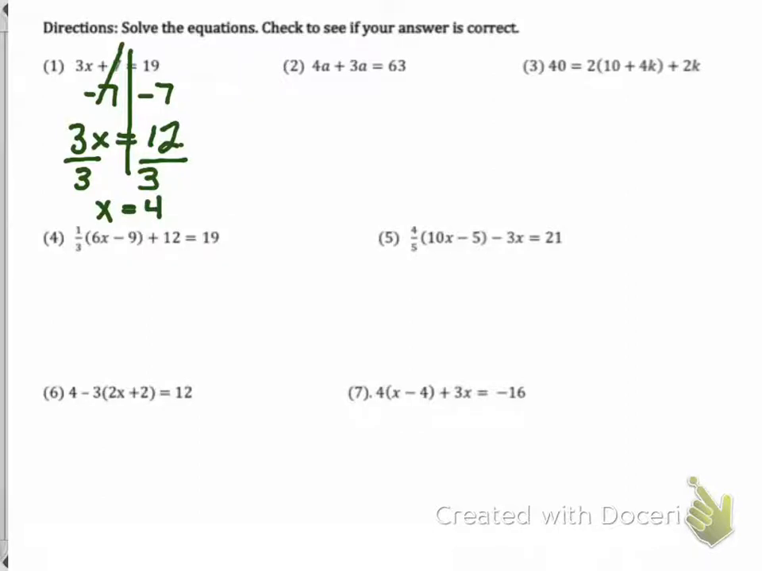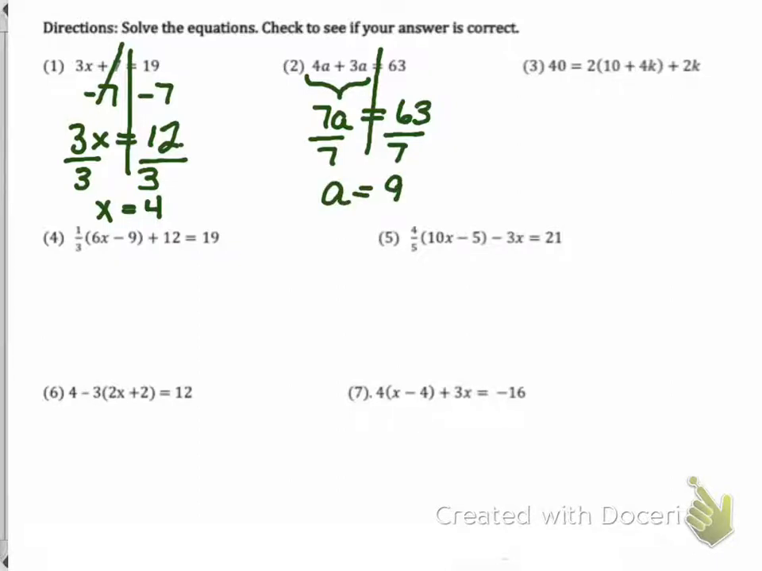In number 2, what makes this a multi-step is that I can make this a more condensed equation. I can simplify this, meaning I can combine like terms. So I've got 4a plus 3a, and that is 7a. So I get 7a is equal to 63. And then I'll divide both sides by 7, and a is equal to 9.